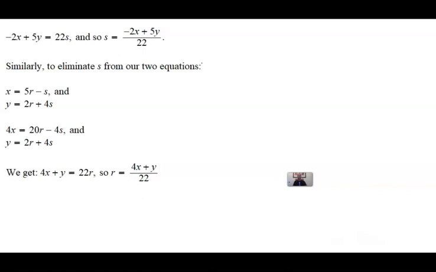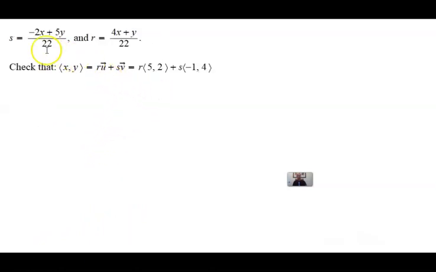So there we have it. We were able to solve for both r and s given x and y. That tells us that every vector (x, y) is part of the span of the two vectors u and v. But to make sure, let's check that our answers work. Our solutions were s equals (negative 2x plus 5y) over 22, and r is (4x plus y) over 22. Let's check that when we plug r and s into this equation, we get the vector (x, y).